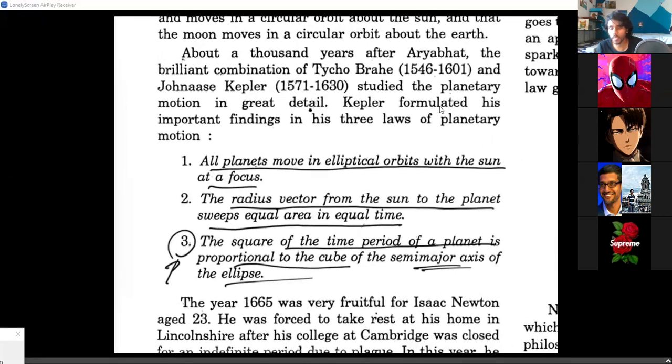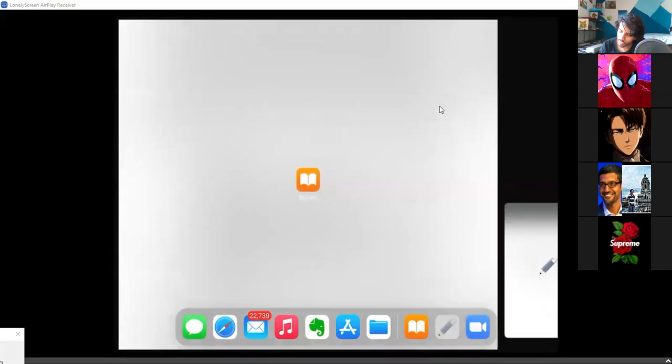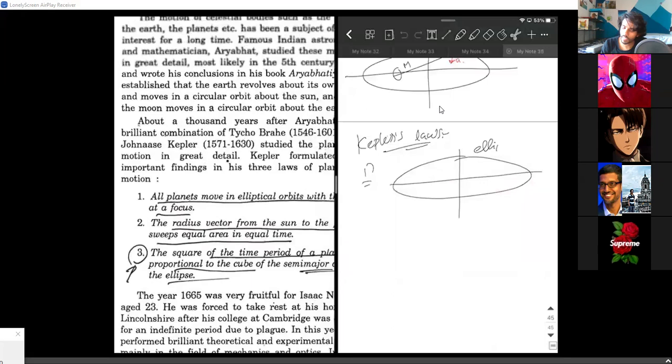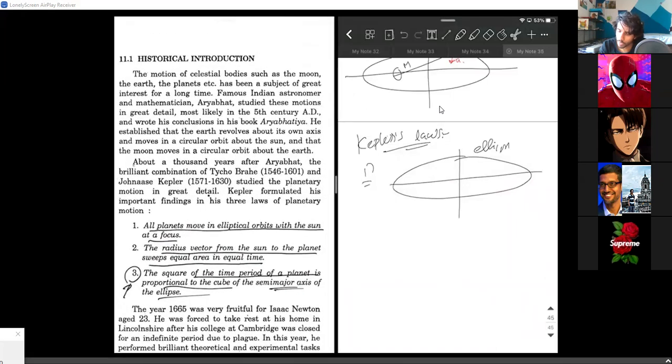All the planets move in elliptical orbits with the sun at the focus. So that is the first statement that he's trying to make. The first law is about all the planets going in elliptical orbits with the main body, the sun, at the focus. Now you don't really have to follow this just for planets. You can also use this for any mass and any satellite. This is totally fine. Okay, that is the first law.